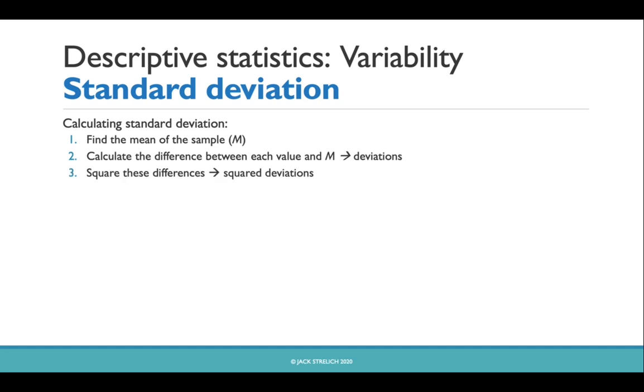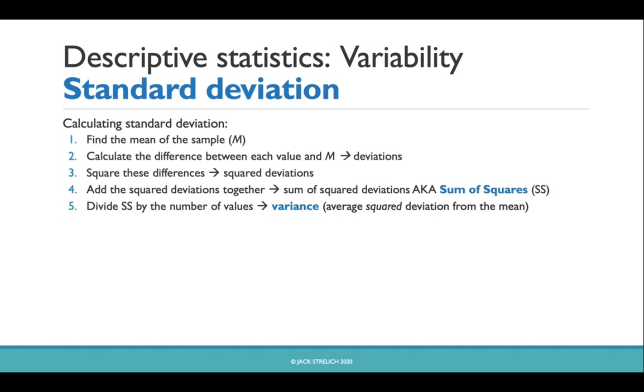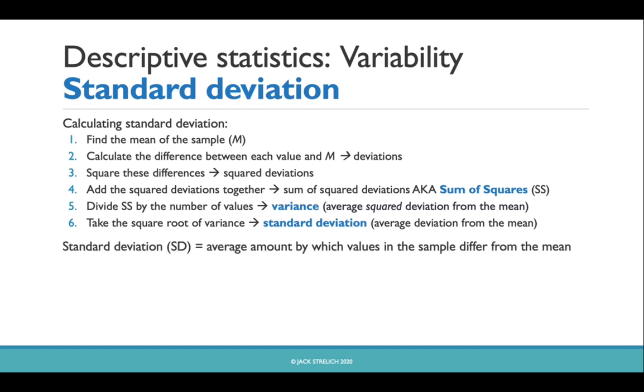Next, we square these differences, producing what are known as squared deviations. Fourth, we add the squared deviations together. This gives us the sum of squared deviations, otherwise known as the sum of squares. We then divide the sum of squares by the number of values. This gives us the variance of the sample, in other words, the average squared deviation from the mean. Finally, we take the square root of the variance to find the standard deviation. This is the average deviation from the mean, or in other words, the average amount by which values in the sample differ from the mean.